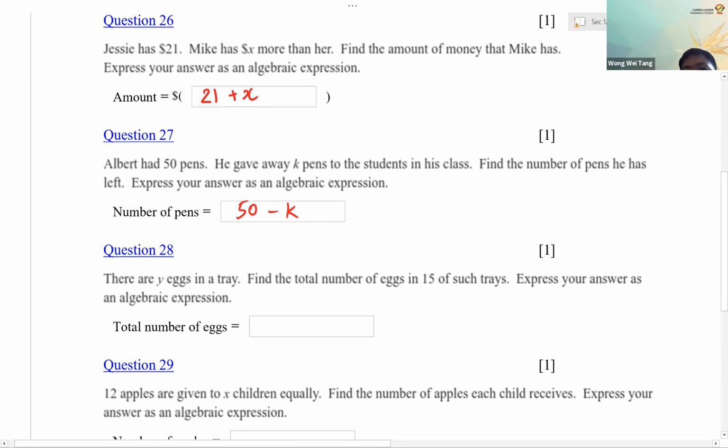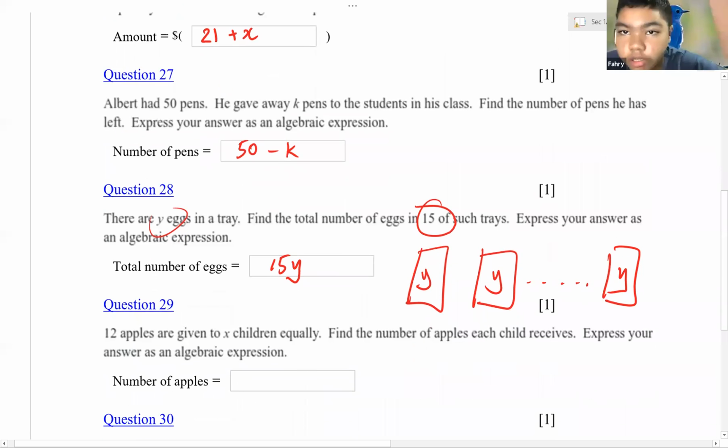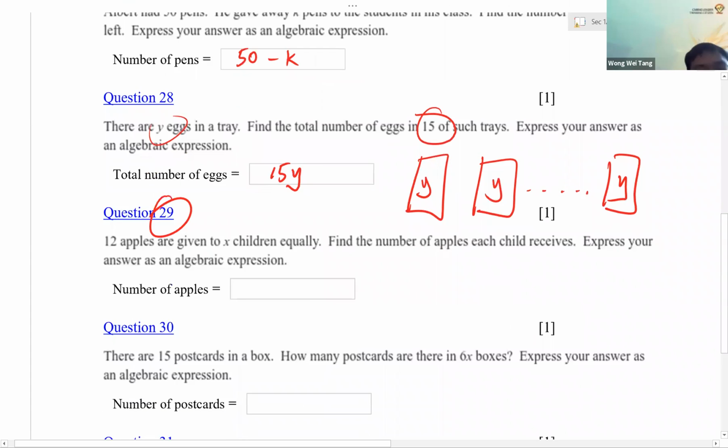Okay, now question 28. Fari. There are Y eggs in a tray. Find the total number of eggs in 15 such trays. So Y eggs in one tray. One tray, there are Y eggs. Two trays, we have two Y eggs. But now we have 15 trays. So how many eggs are there? 15 Y. Very good. 15 times Y, which is just written as 15 Y. Good. Okay, so question 29, try yourself.